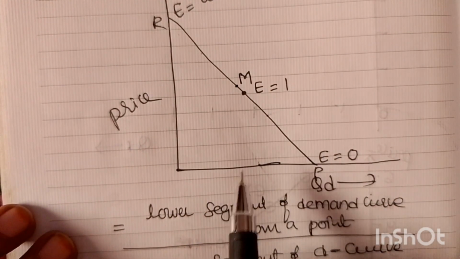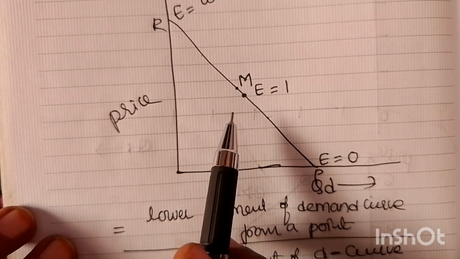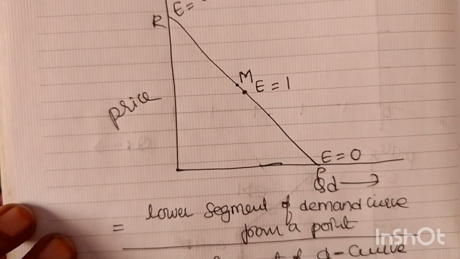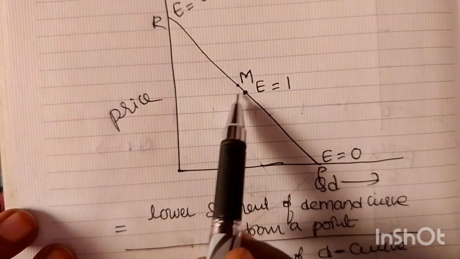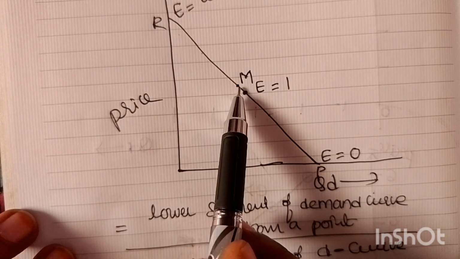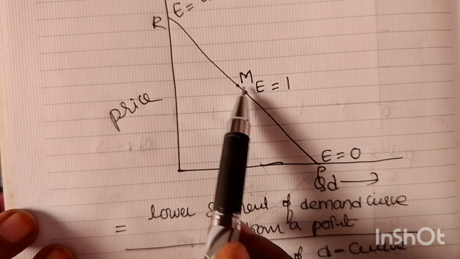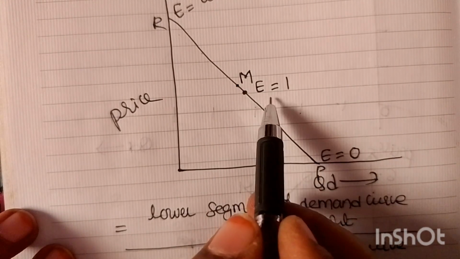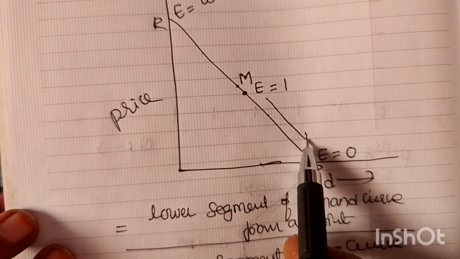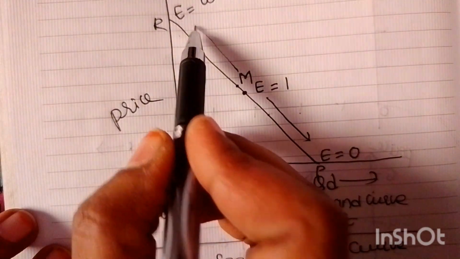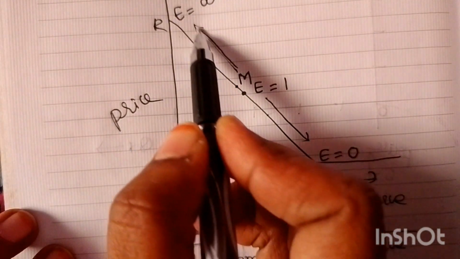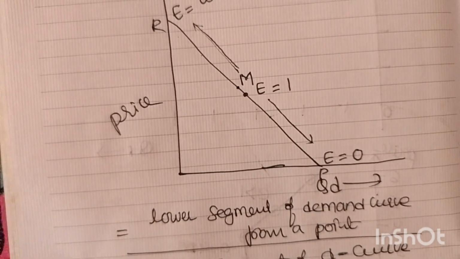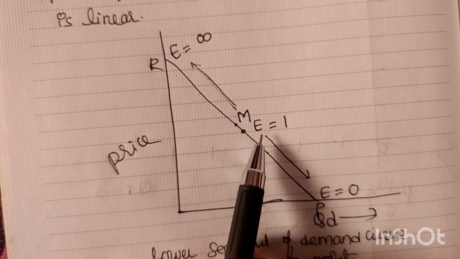So at M, I want to find out what the point elasticity is. So with respect to point M, the lower segment is this one. Okay, so this is the lower segment and this is the upper segment.